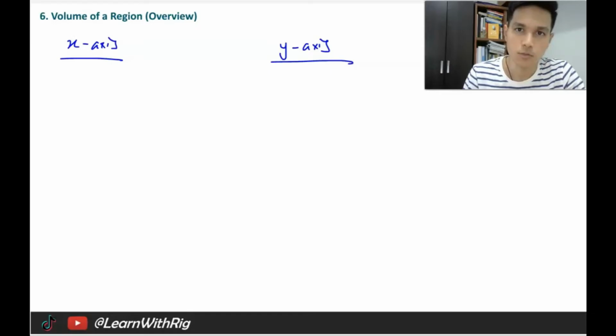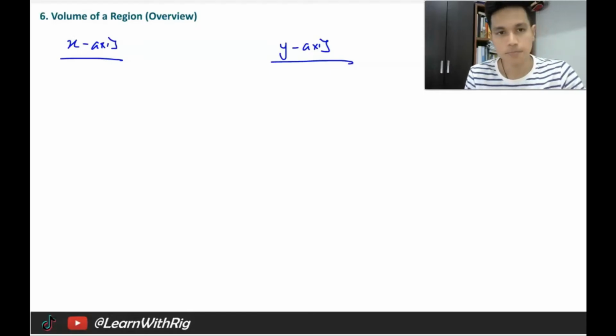Alright guys, now let's look at volume. So volume is not as complicated as area. There's only two things you have to know. Same as area, you have the x-axis and the y-axis. Okay, let me show you what to expect.